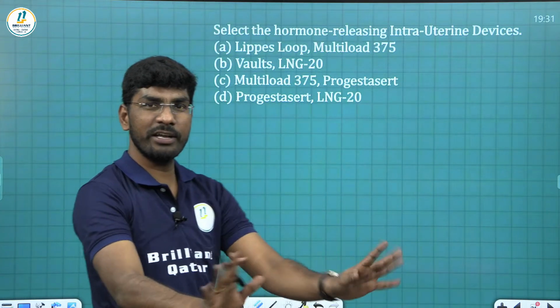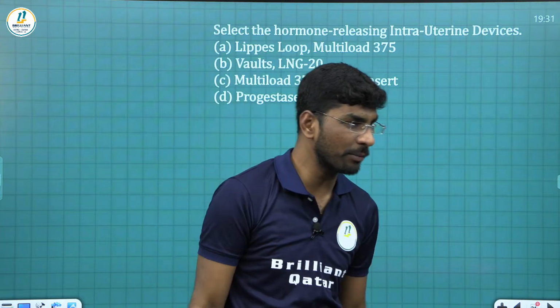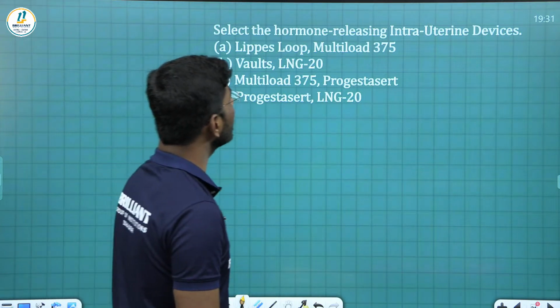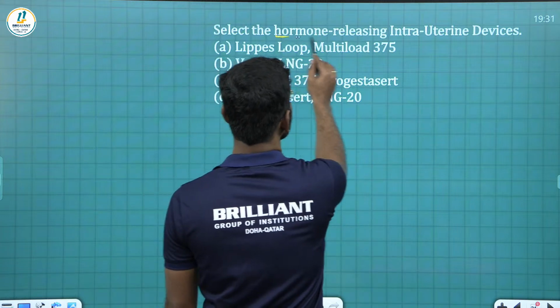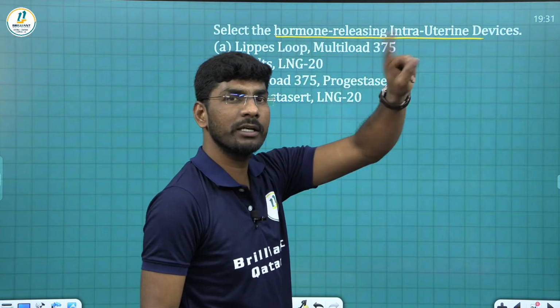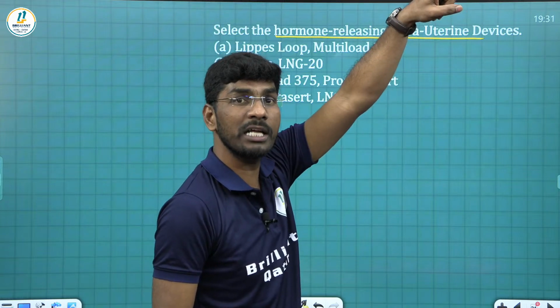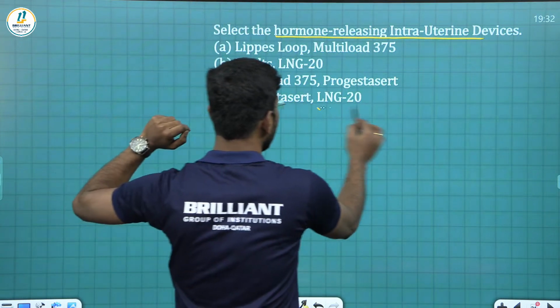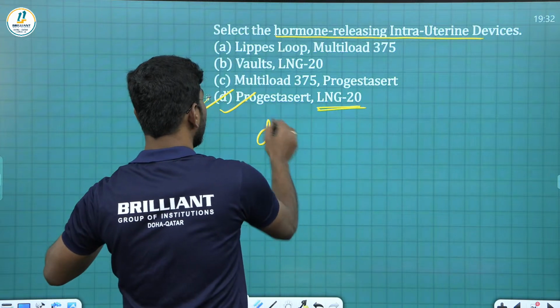What about this? Very easy, very easy. Everyone should know this one. Come on, Diya. Come on, Isham. Try this one, beta. Select the hormone releasing intrauterine devices. One is non-medicated. One is called copper. One is called hormone. LNG and progestasert. What's the final answer? Progestasert and LNG20. Option D.